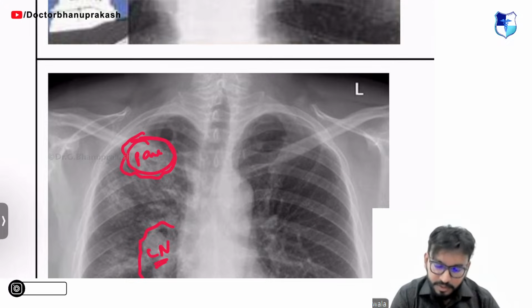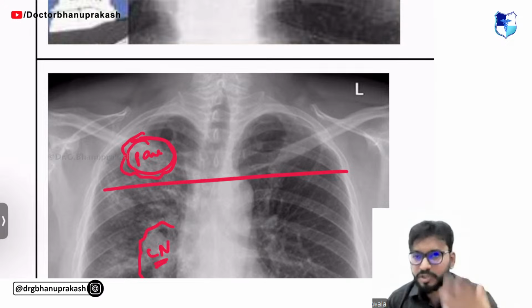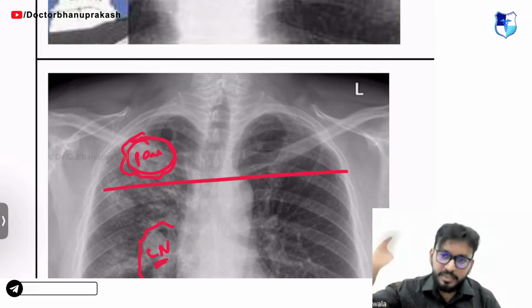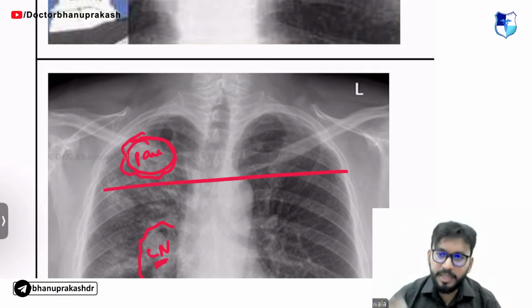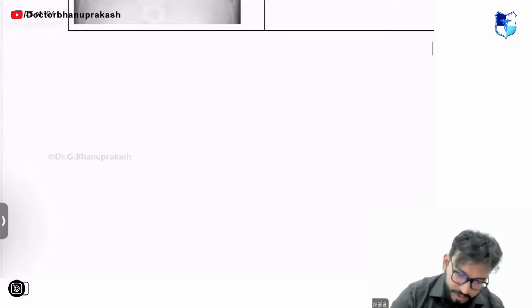TB loves the apices of the lungs. Why? Because Mycobacterium tuberculosis loves oxygen. The apices of the lung have maximum oxygen, the ventilation to perfusion ratio. Remember, guys, physiology: ventilation is maximum in the apices, oxygen concentration is maximum in the apices. Therefore, TB loves to stay in your apex and forms a cavity over there.